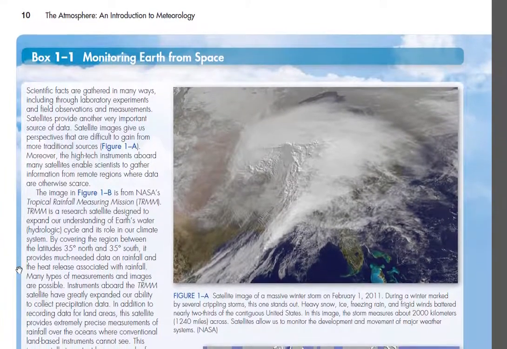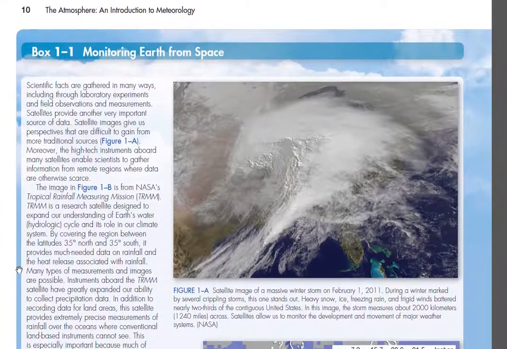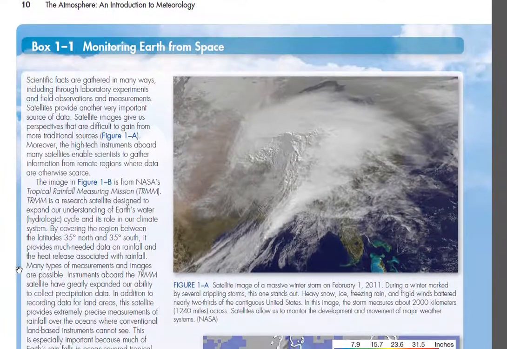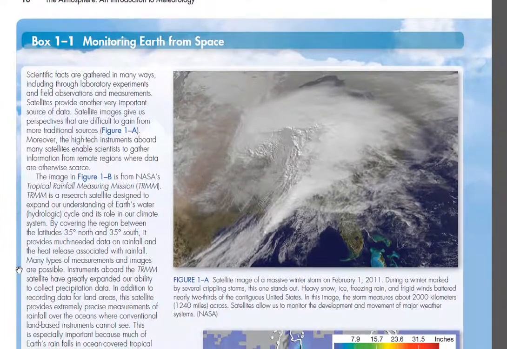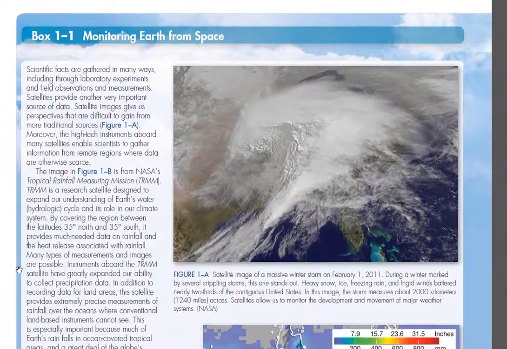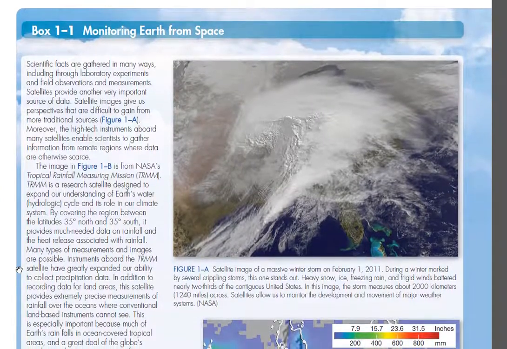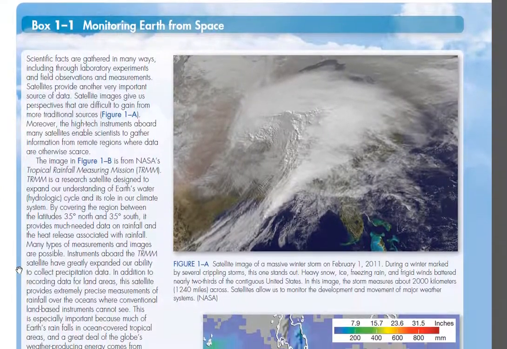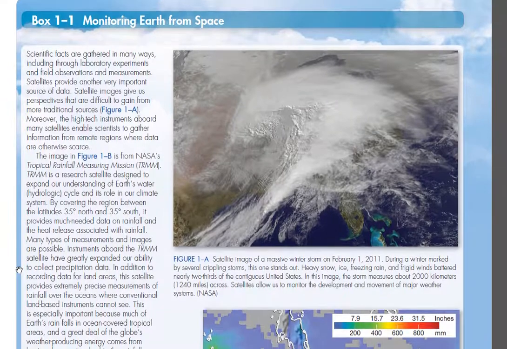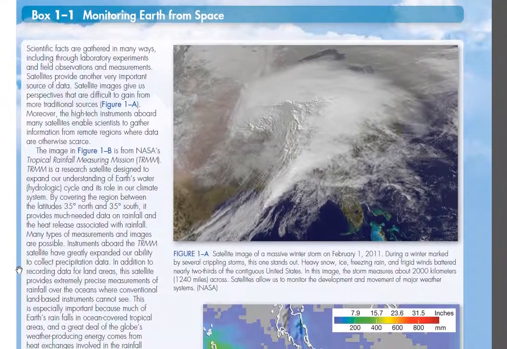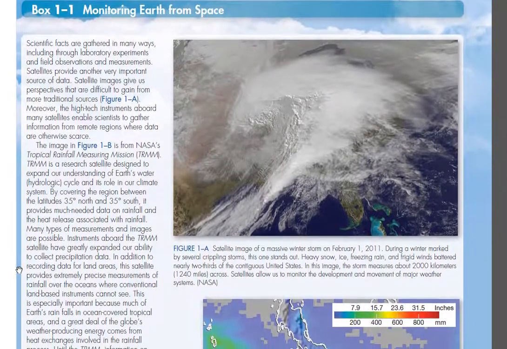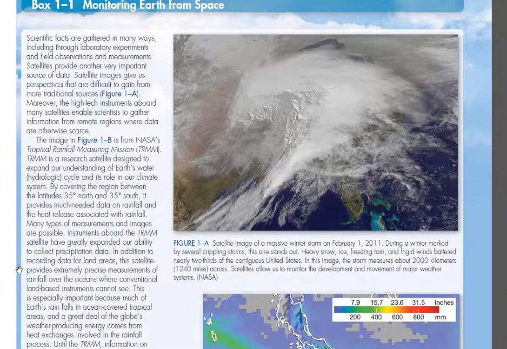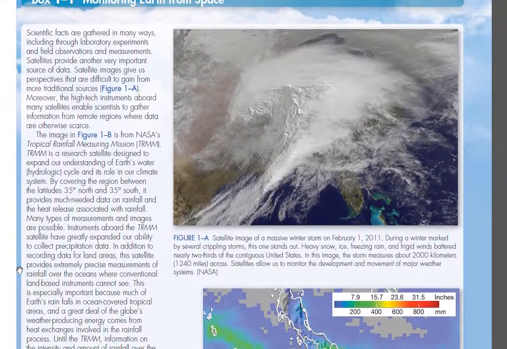Many types of measurements and images are possible. Instruments aboard the TRMM satellite have greatly expanded our ability to collect precipitation data. In addition to recording data for land areas, this satellite provides extremely precise measurements of rainfall over the oceans where conventional land-based instruments cannot see.